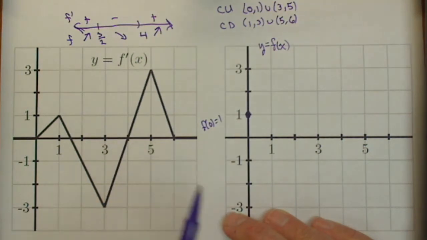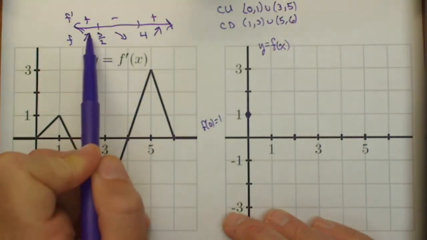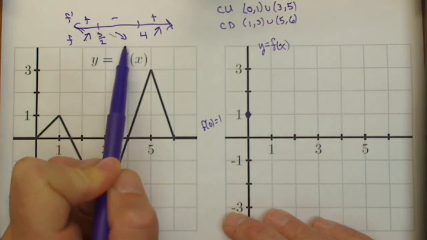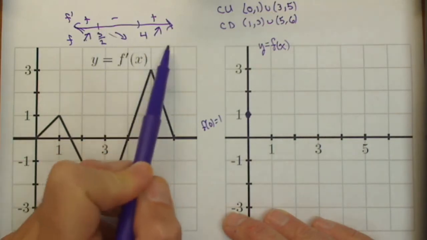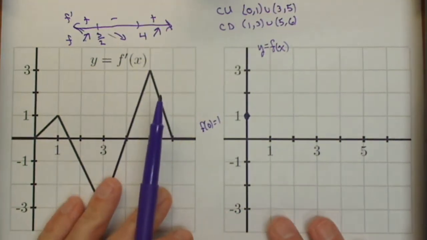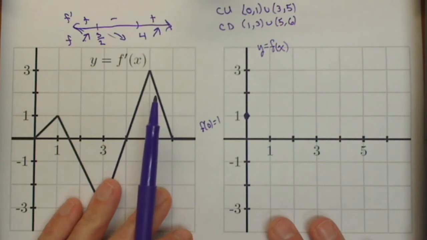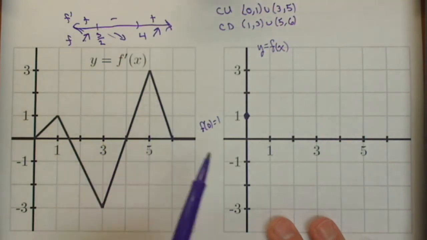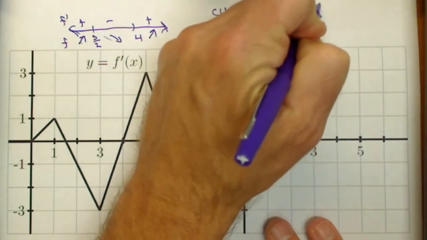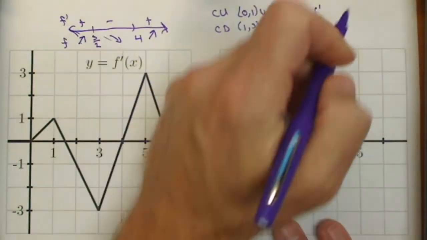Now, do we have any relative mins or maxes? Well, at 3/2 we're going to have a relative max because the function goes from increasing to decreasing. At 4 we're going to have a relative min because it goes from decreasing to increasing. So what we'd like to do now is find some function values. We'll do this for 0 and 1, and then you'll see how we're going to look at this.